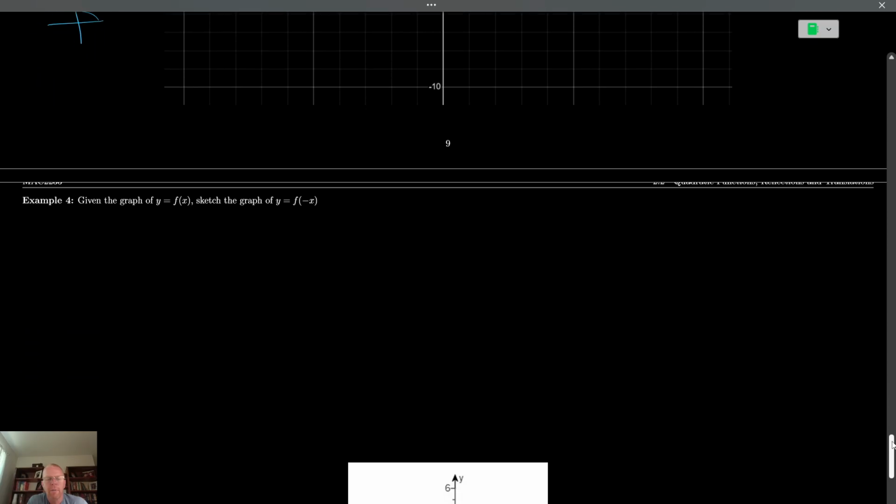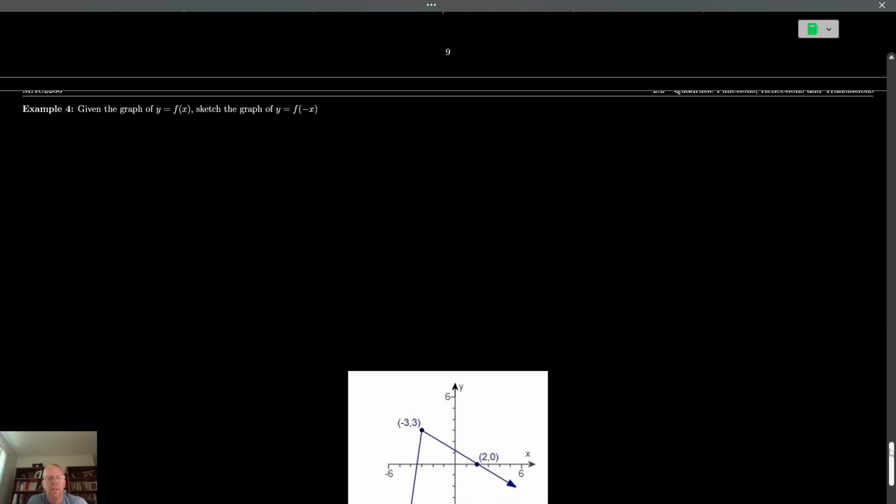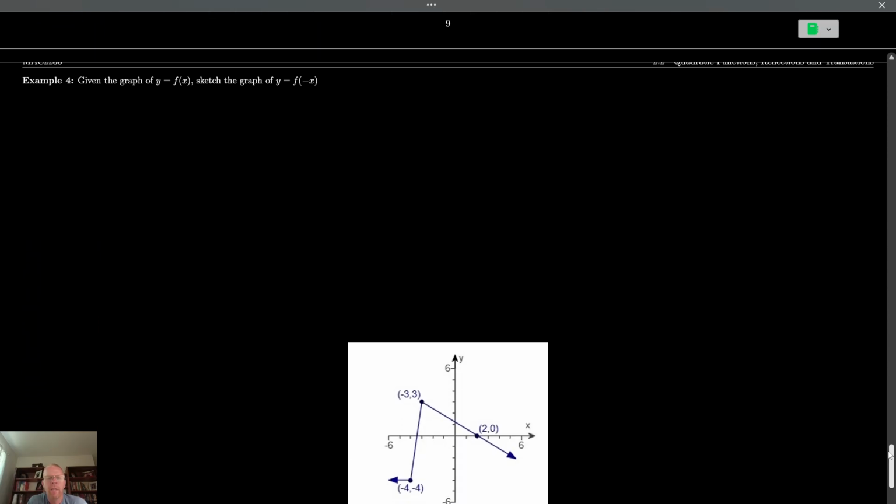All right, so given the graph of y equals f of x, sketch the graph of y equals f of negative x. Okay, so we'll just sketch this one up here. And so now we're given 3 ordered pairs. And so what happens if we reflect around the x-axis? So basically this ordered pair is going to go over here.